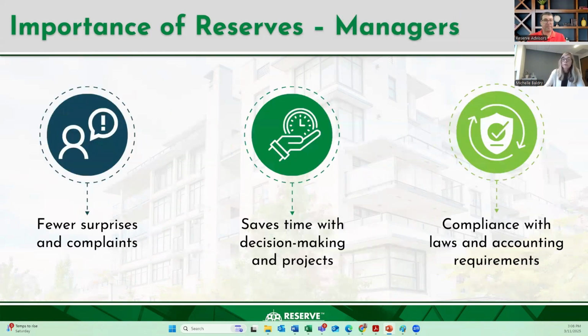So what's the importance of reserves from the manager's perspective? Really, it helps avoid surprises and complaints. When you have a strategic plan in place, there's usually fewer surprises or fires to put out. Ideally, if you have time to plan, you can evaluate options ahead of time.